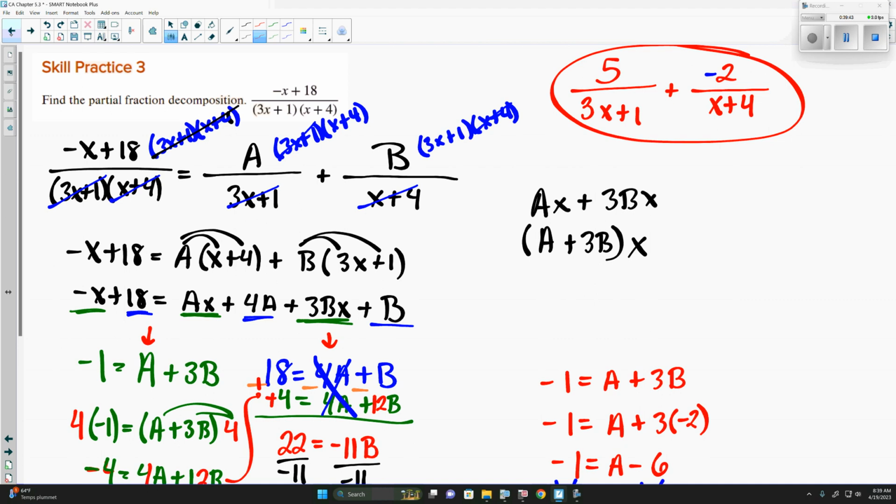So that is really it with partial fraction decomposition. That's all we're going to do with it. Even though there is so much more we can do, that's all we're going to cover with it.